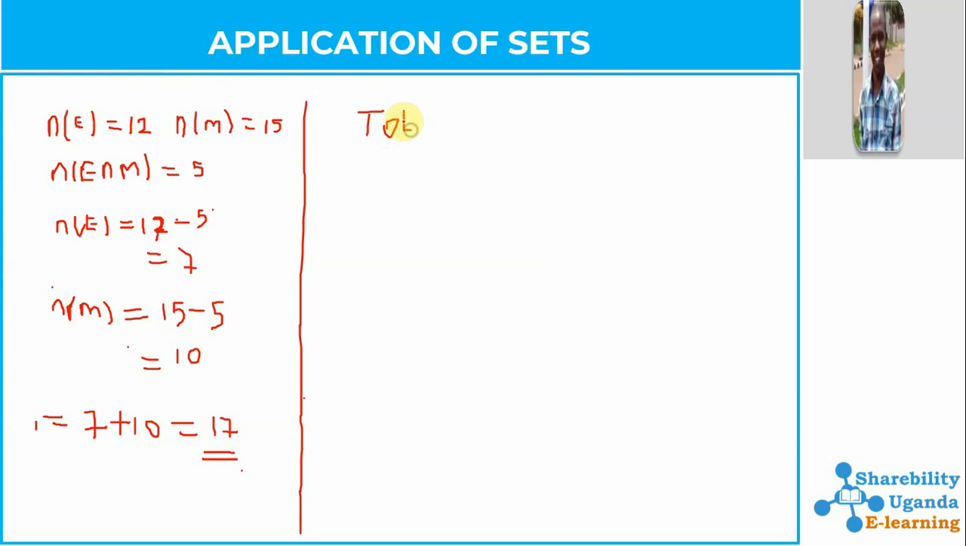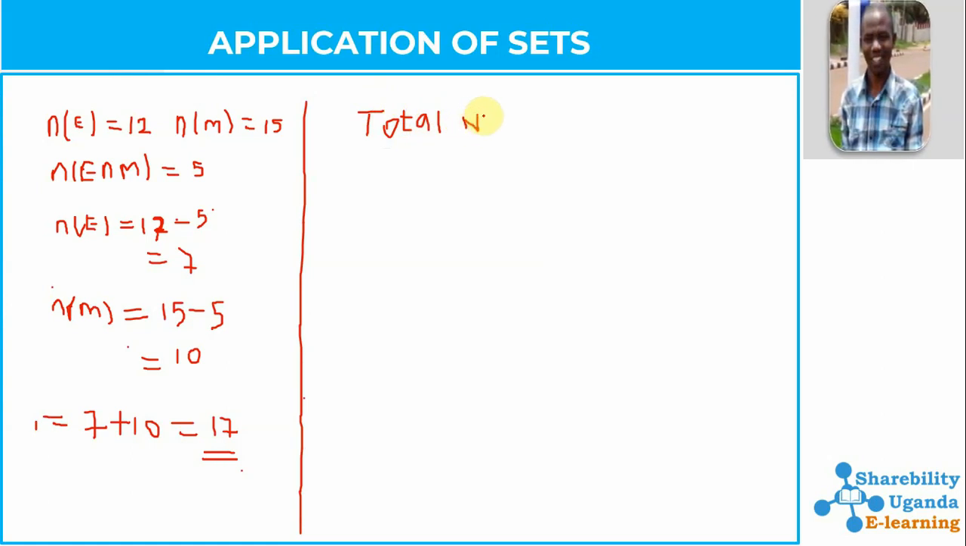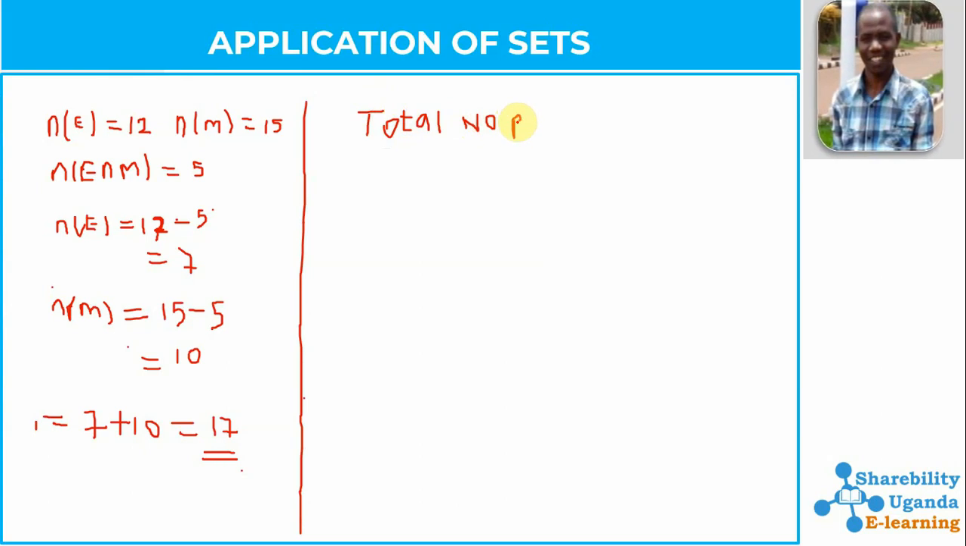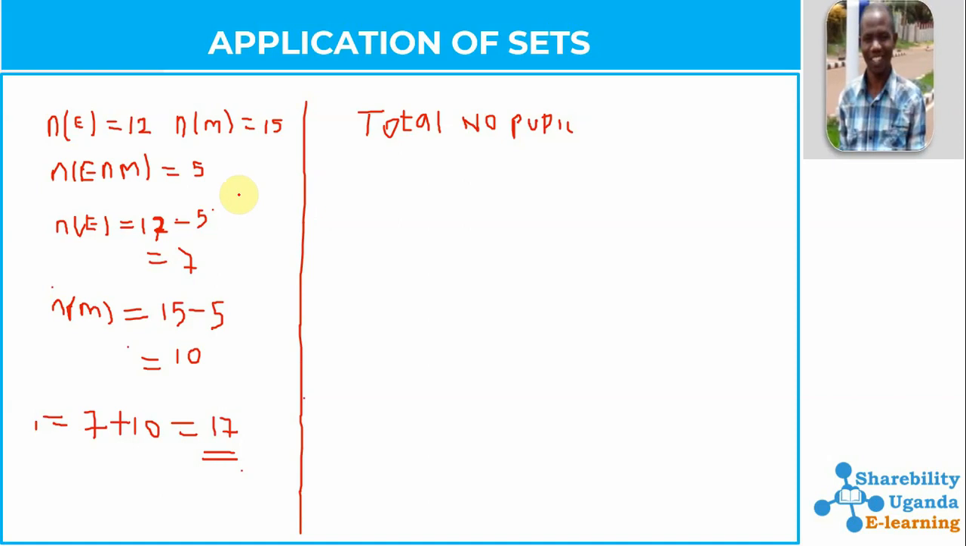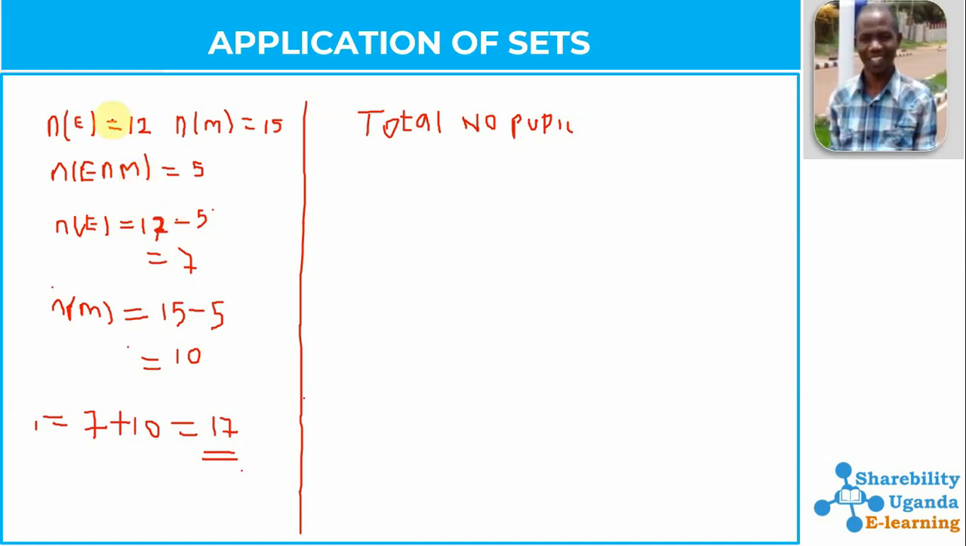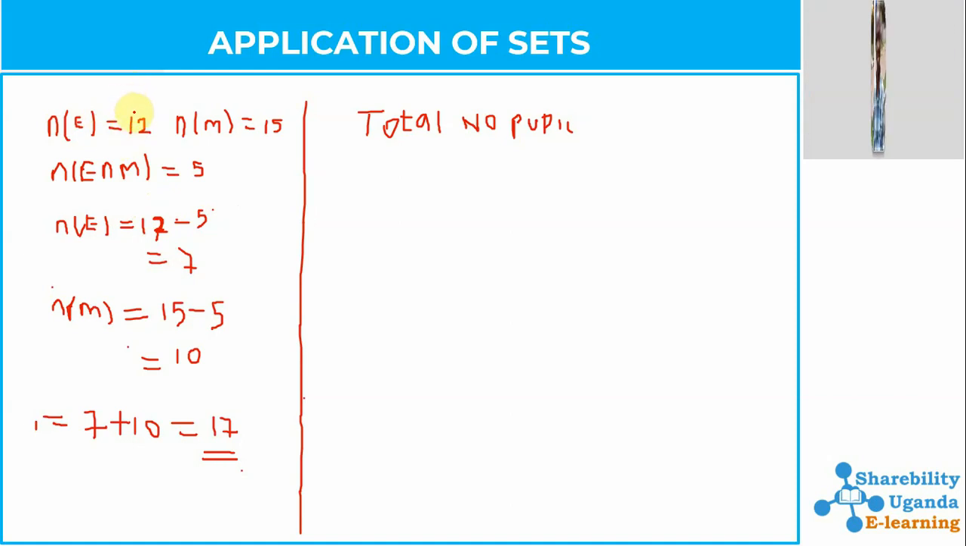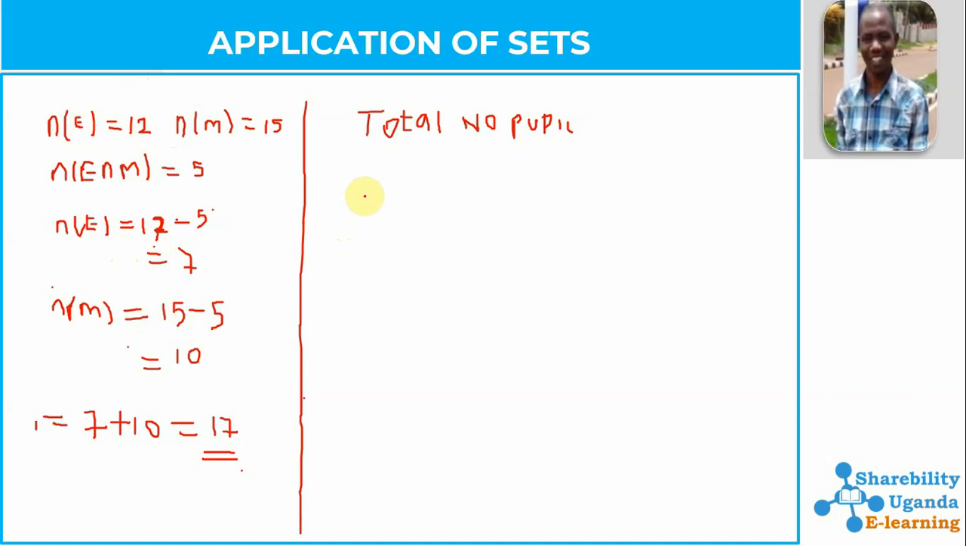So this is going to be the total number of pupils. Now for us to get the total number of pupils, we have to look here. We had the total number of people who are doing English, there were 12. Then we also had the total number of people who are doing mathematics, were 15.